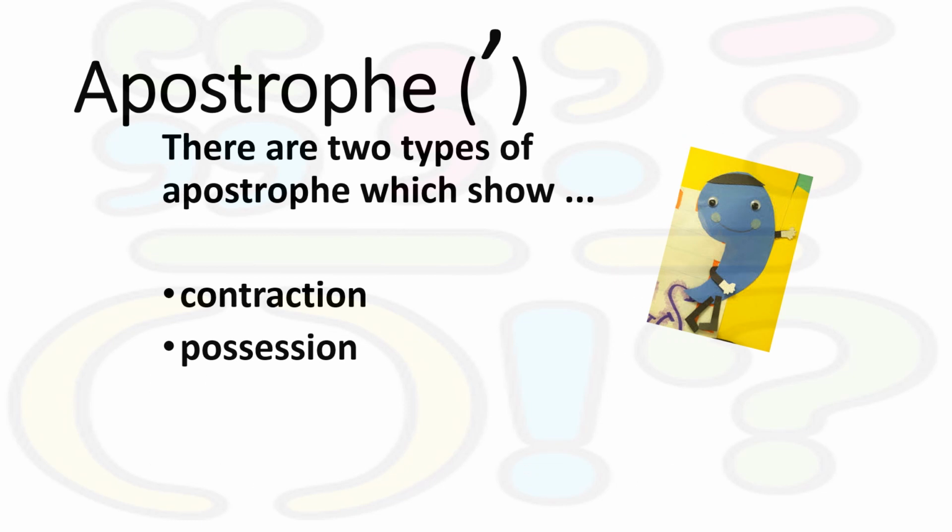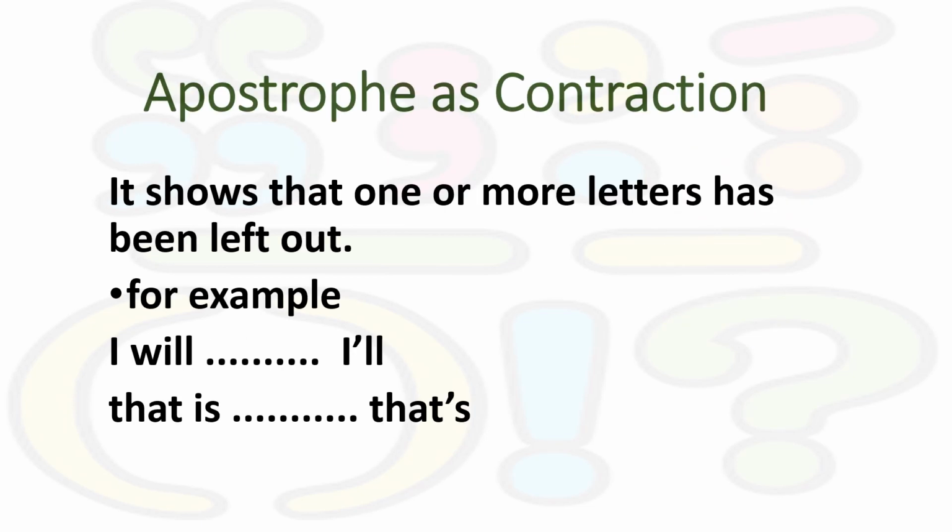Apostrophe. There are two types of apostrophe which show contraction and possession. Apostrophe as contraction. It shows that one or more letters have been left out. For example, I will. If we convert it into a contraction, I'll. That is, that's. It means apostrophe as contraction shrinks two words.